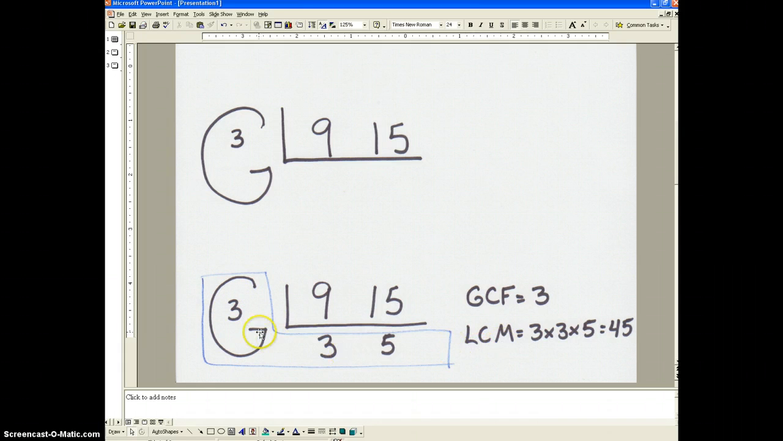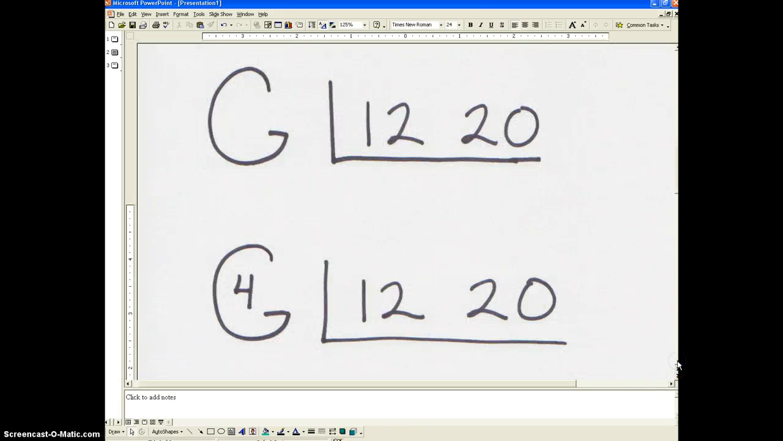Your LCM is the number inside the G times the numbers on the bottom. So 3 times 3 times 5, 9 times 5 is 45. In one quick step, I have found my greatest common factor and my LCM. Let's try another problem like that.